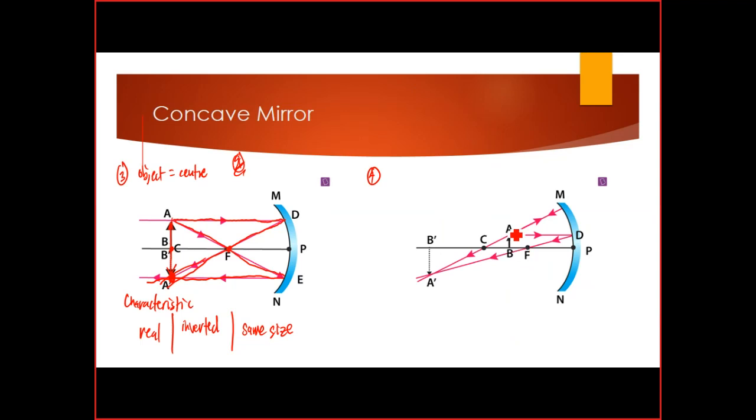Now we can see in this situation, our object is located in between the center C and the focal point. So this is our object. Again, three principles. First principle, light goes straight to the mirror and goes back through the focal point.